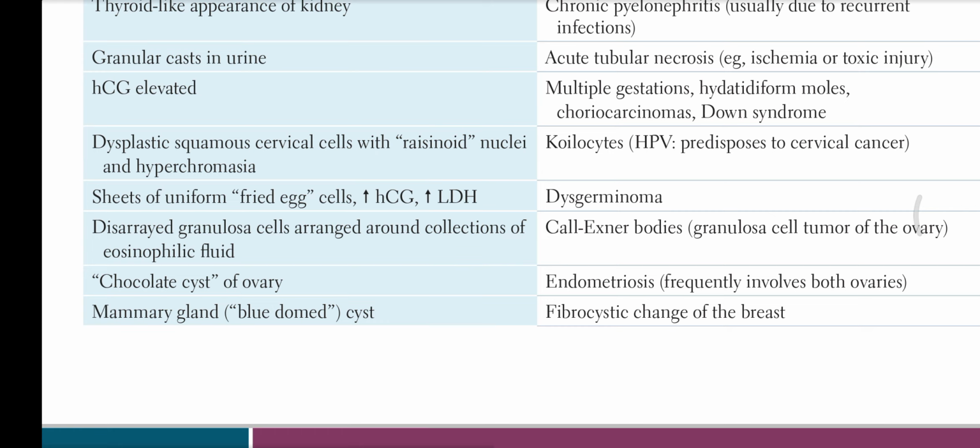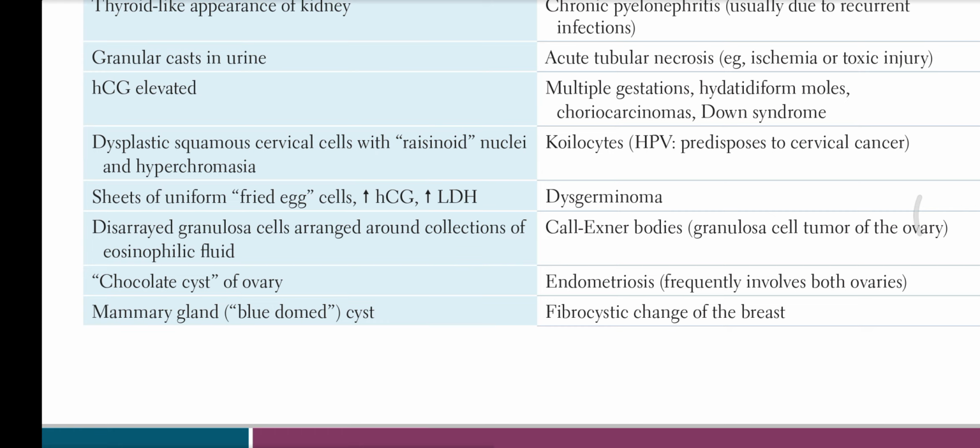Dysplastic squamous cervical cell with raisinoid nuclei and hyperchromasia. Coilocytes, HPV, predisposed to cervical cancer.